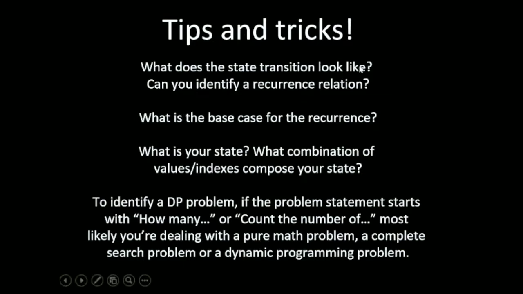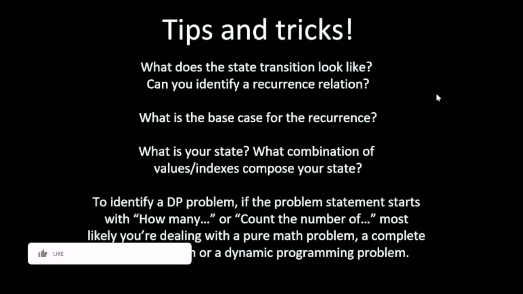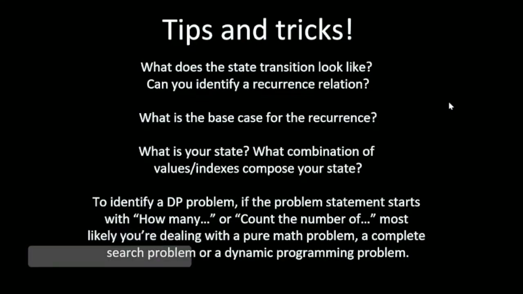Can you identify a recurrence relation? If you can identify a recurrence relation by just looking at the problem, it's pretty easy to calculate the time complexity and space complexity of the problem. Or what are the base cases for the recurrence? You will have to write these cases when you are writing a recursive function. So what is your state? Identifying a state basically means identifying which arguments you are going to need in the recursive function. Identifying those arguments is the big part of a dynamic programming problem. Once you identify which arguments you are going to use in the recursive function, it's pretty easy from there.